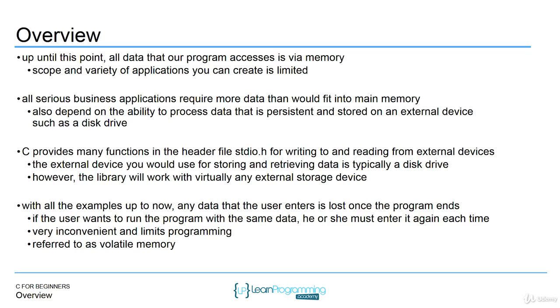With all the examples up until now, any data that the user enters is lost once the program ends. This is referred to as volatile memory. Whenever you hear the term volatile memory, it means that the data is not persistent. It goes away when the program ends or if the machine reboots. So if the user wants to run the program with the same data, he has to enter it again each time so that it gets restored. It's very inconvenient. It limits programming. Again, this is volatile memory.